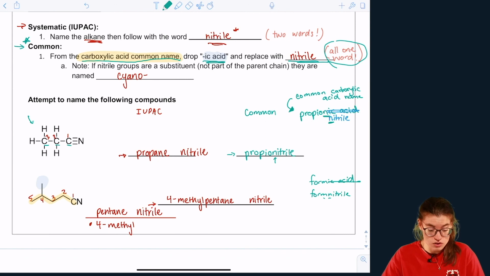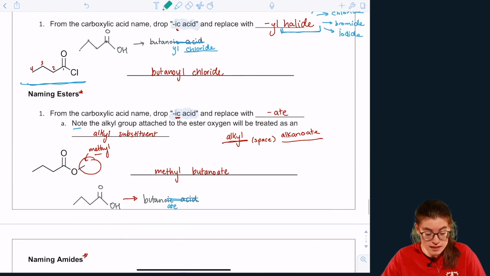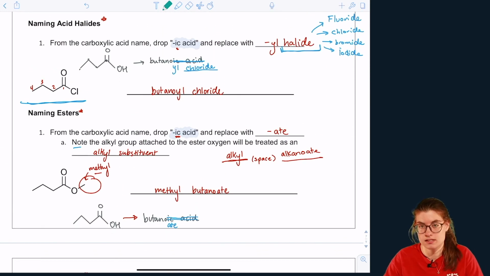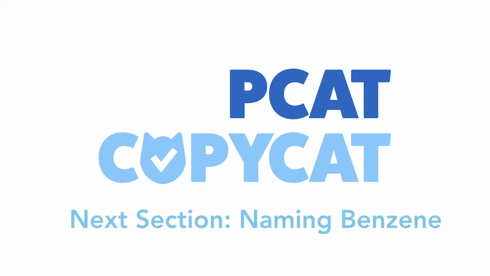And that is it. Those are the 4 carboxylic acid derivatives that we are going to talk about and how to name. The biggest thing for you to do is to practice, practice, practice. That way you get better at this.